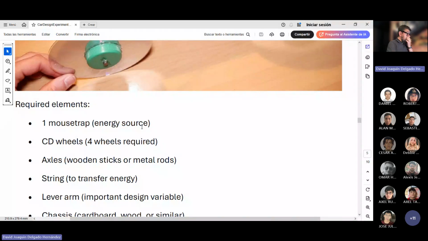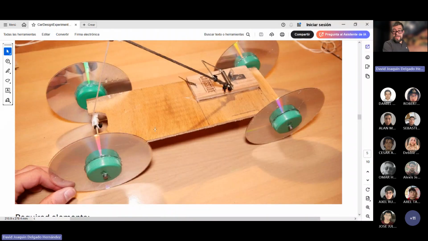Well, as you can see, there are so many different models, different designs that you can actually build. So the idea here is not just to use your creativity, but also to apply the experimental design concepts in order for you to build, again, the best car possible. Okay? Well, what are the materials?